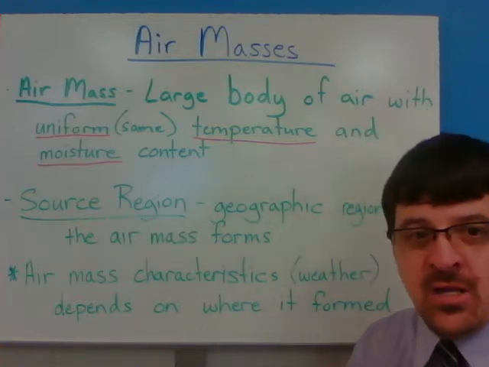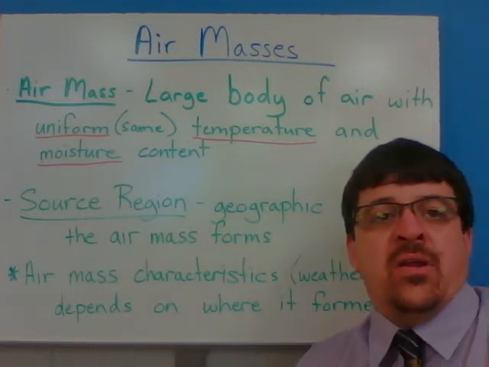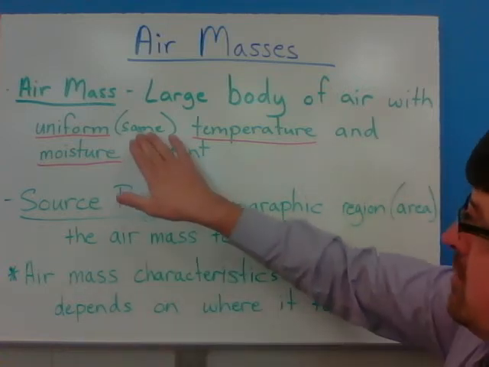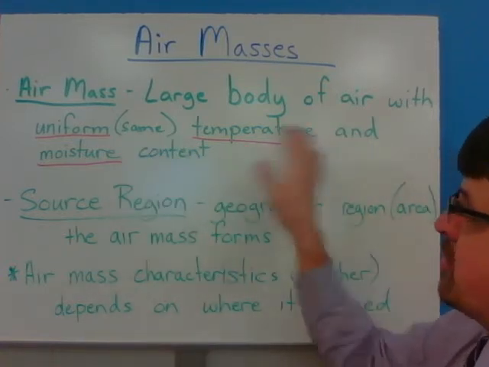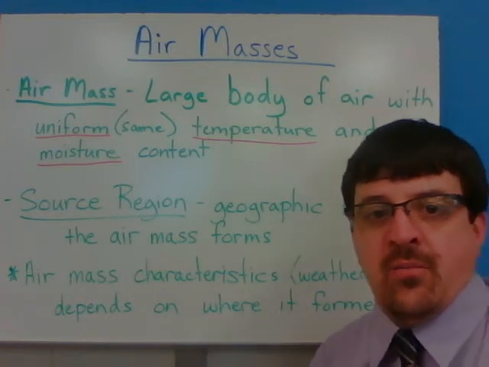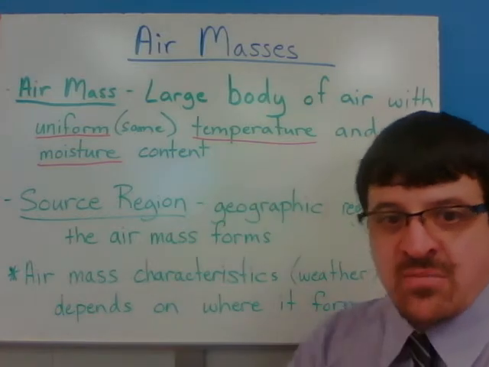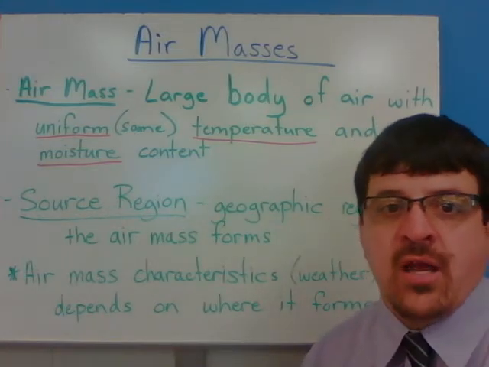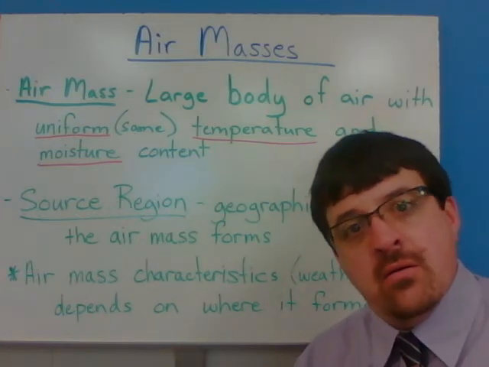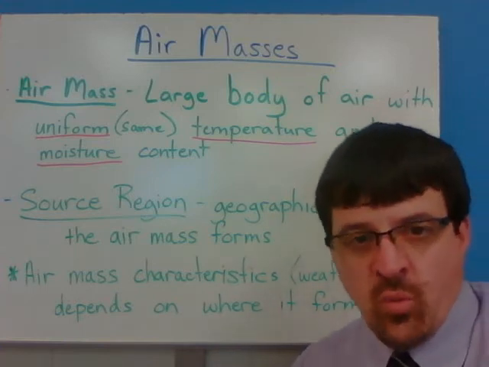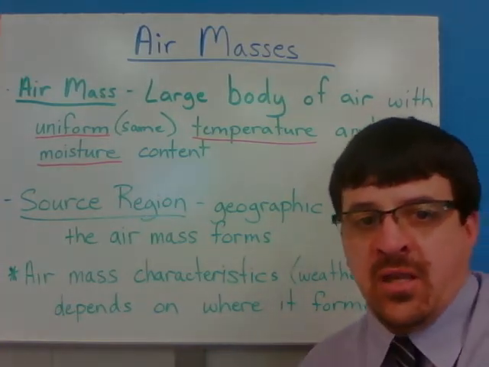Air masses, you guys, are large bodies of air with uniform, which we mean the same, temperature and moisture content. Throughout that particular mass of air that comes into the area, it's going to have the same temperature and the same moisture content. So if it's really dry and warm, for example, that's just one example I can give you.